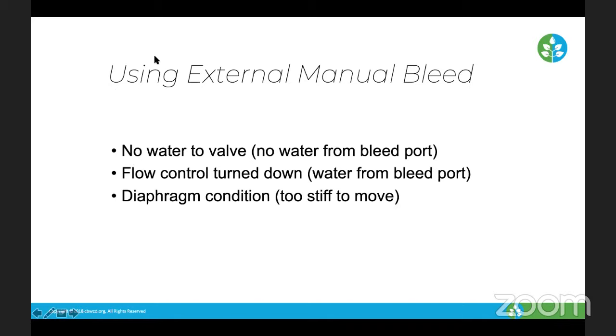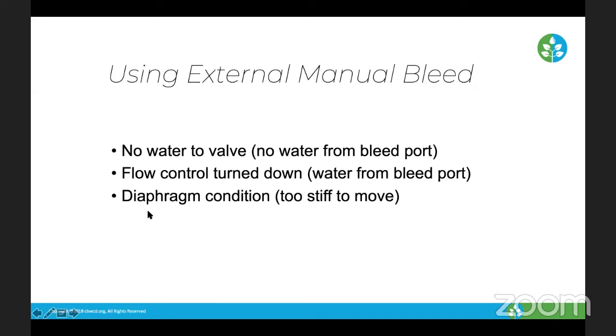So yeah, using the external manual bleed, so the external bleed screw: no water to the valve, no water from the bleed port. That means it's a hydraulic issue. Flow control turned down, water from the bleed port. So if the flow control is turned down, water would still come out of the bleed port, but the valve would not open.